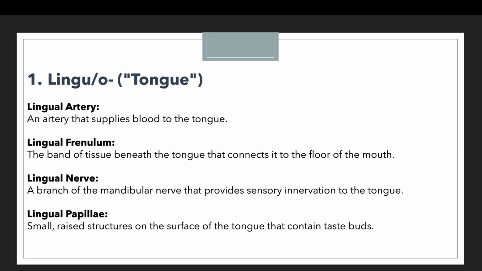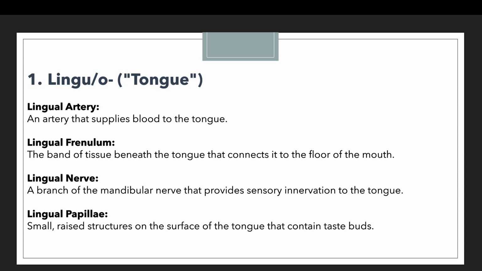Okay. Now, if you look at all the examples again, you will find only one common thing, which is the tongue. Everywhere we are talking about the tongue, whether it is an artery related to the tongue, a band of tissue beneath the tongue, a nerve related to the tongue, or a structure raised on the surface of the tongue. So in order to denote all these things, we use the prefix lingu or linguo. Okay. So this is the first prefix.